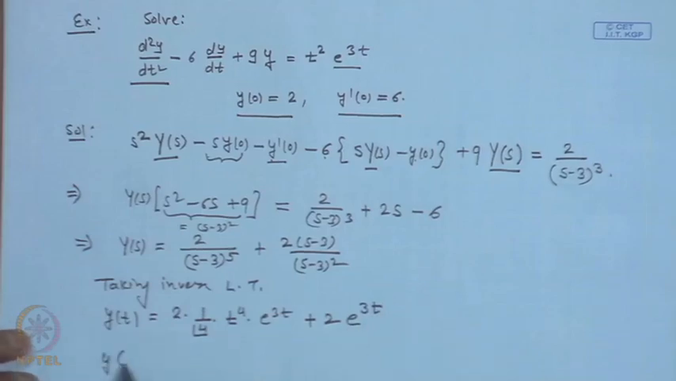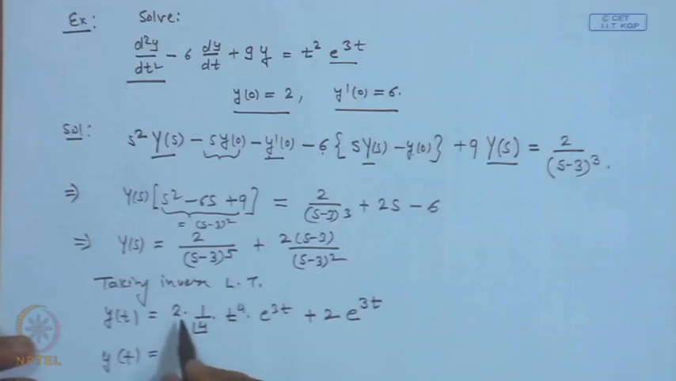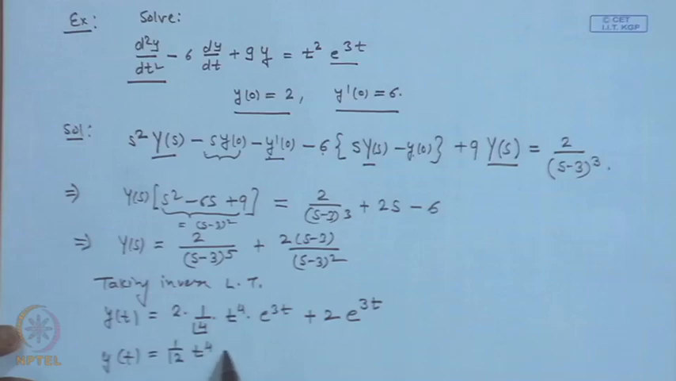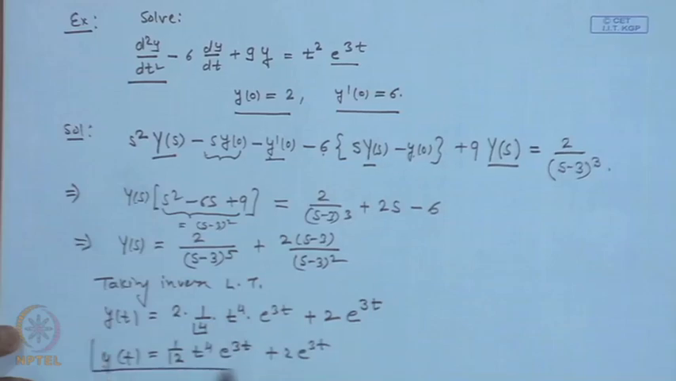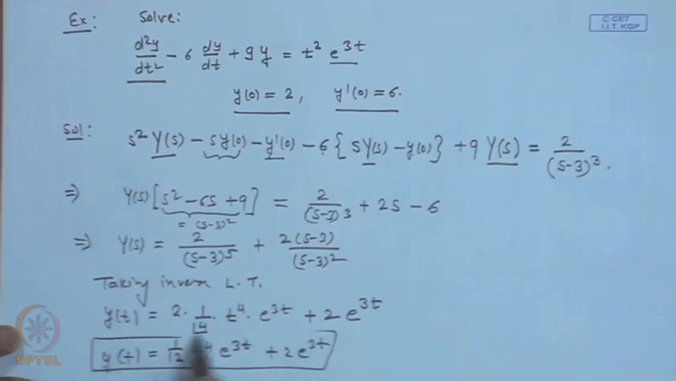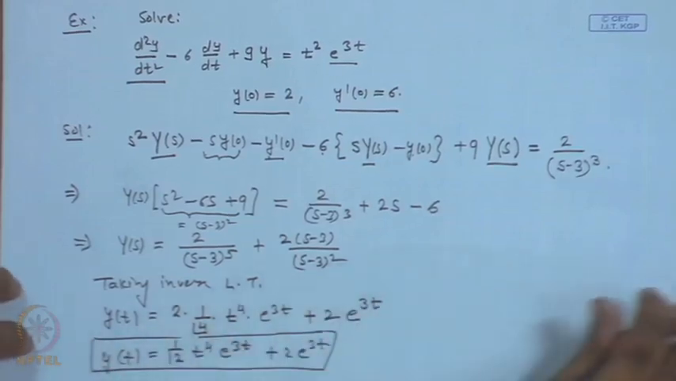So, our solution is y(t) equals 1 over 12 t power 4 e power 3t plus 2 e power 3t. So, we get the solution. Again, this incorporates the initial conditions we have.